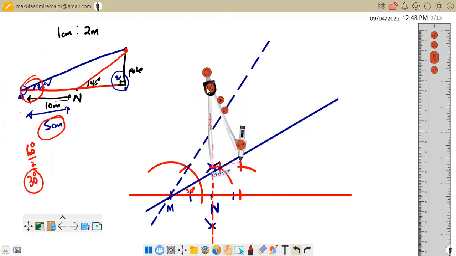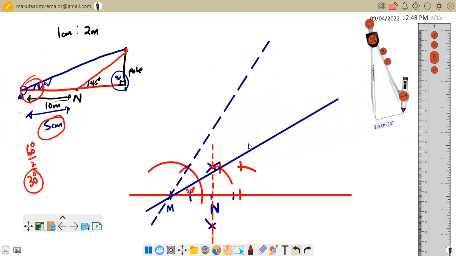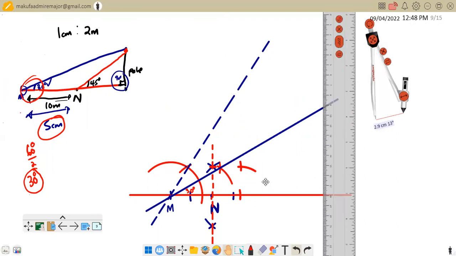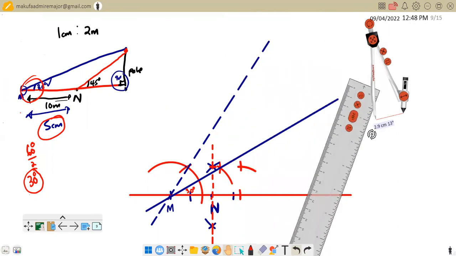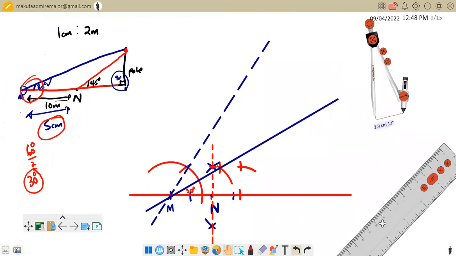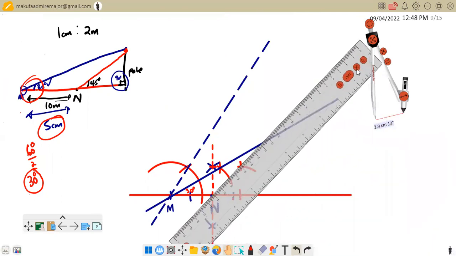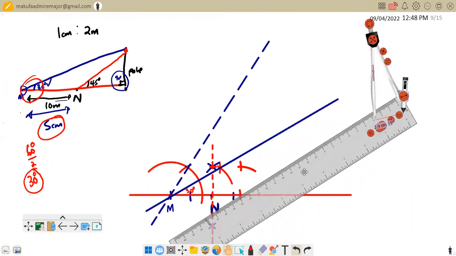As you can see, these 2 arcs are going to meet at a certain point. Where these 2 meet, you join them back to point N. Remember, you are bisecting angle N, so you're going back to angle N. That is where you are going to have your line from. All right, so let's see if we are going to win here.